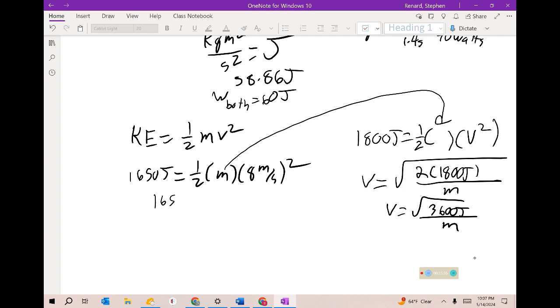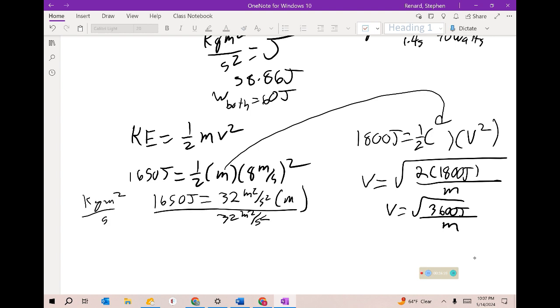So this is 1650 joules equals 8 times 8 is 64, divided by 2 is 32 meters squared per second squared. Still no word on mass, right? Divide this by 32 meters squared per second squared. Now remember, joules are kilogram meters squared per second squared. So if I'm dividing that by meters squared per second squared, all we have left is kilograms, which is good, because when we do this, we should end up with a mass unit.